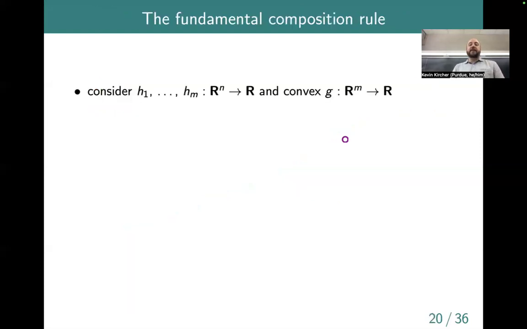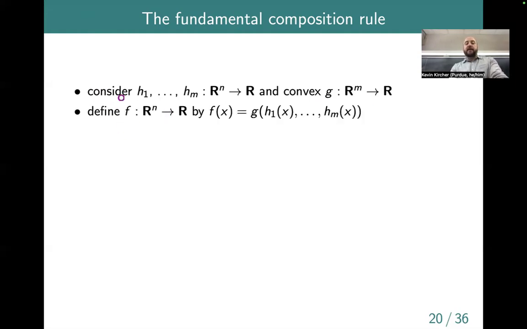Okay, next slide. So there are many special case composition rules, but this one basically gets you most of the rules that are useful in practice. Not all of them, but most of them. So we're going to do compositions of functions, and we're going to take these h_i functions and compose them with this g function. Suppose we have functions h1 through hm. They each take in an n-dimensional vector and return a scalar, and we have m of those functions. And then suppose we have another function g, which takes an m-dimensional vector and produces a scalar.